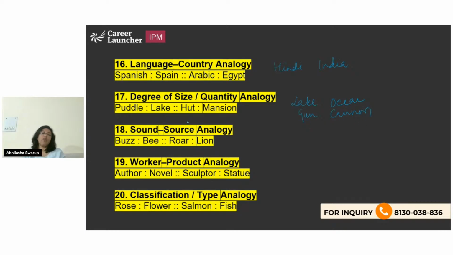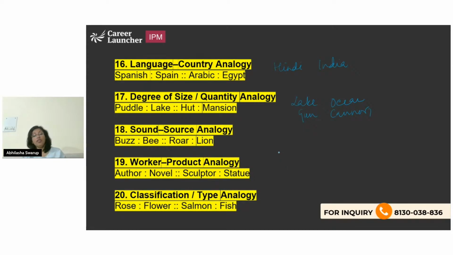Source and sound. So a bee, buzzing of the bee, roar of the lion. So the bee buzzes, the lion roars, and so on. Worker and product. So the author creates a novel, the sculptor creates a statue. Then classification or type: rose is a type of flower, salmon is a type of fish, and so on.